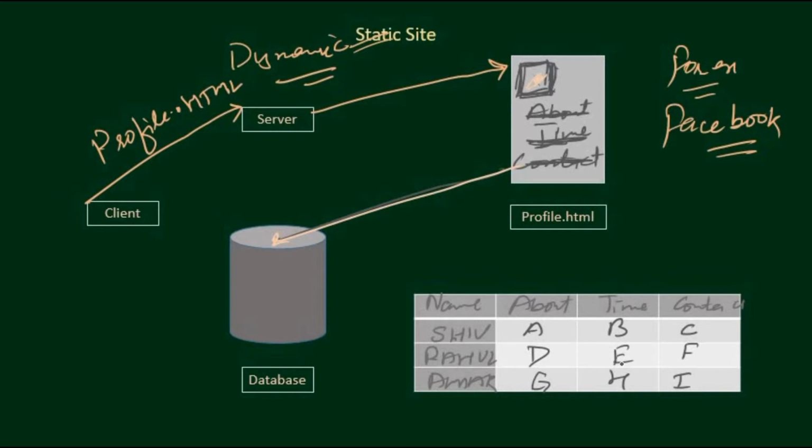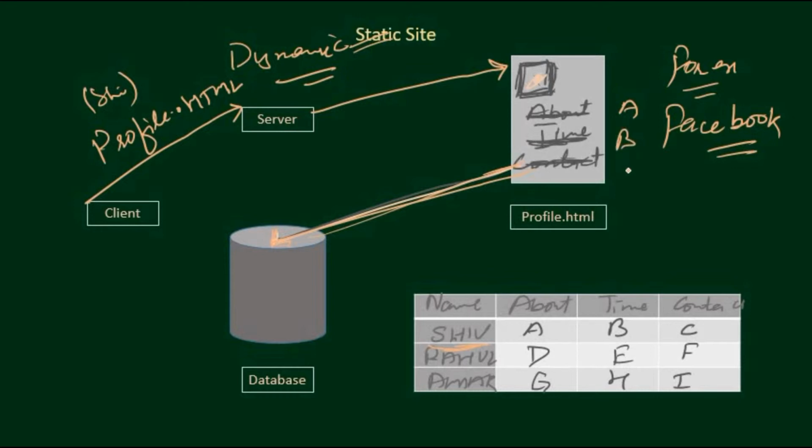Now we assume that the profile.html that we asked for is for Shiv. The server looks for the details of Shiv in the database, and for Shiv in the database, about is going to be A, timeline is going to be B, and context is going to be C.